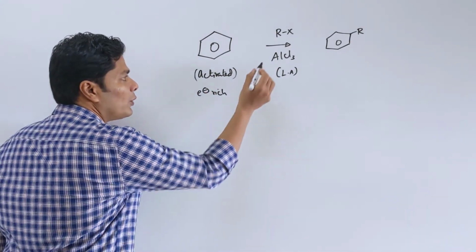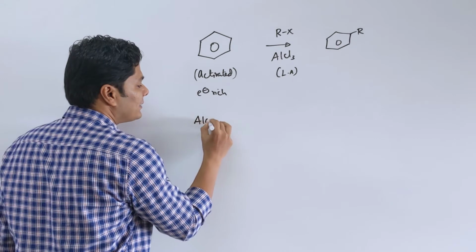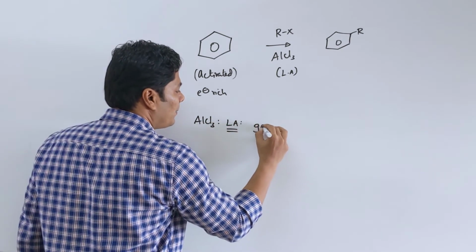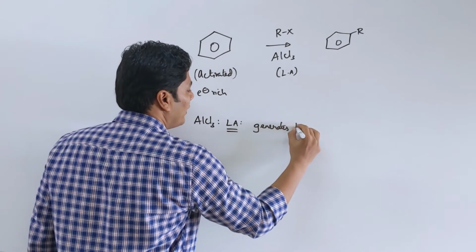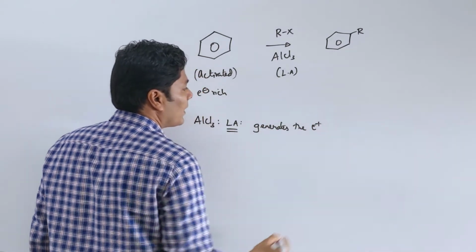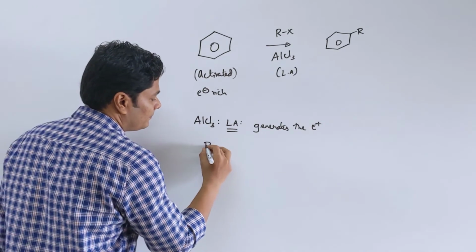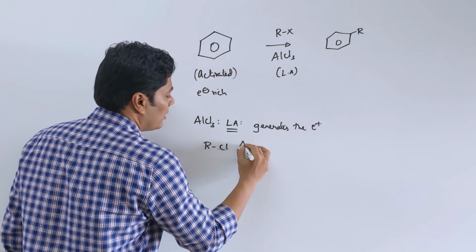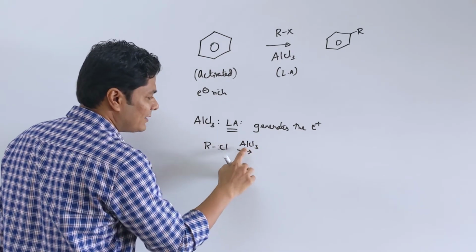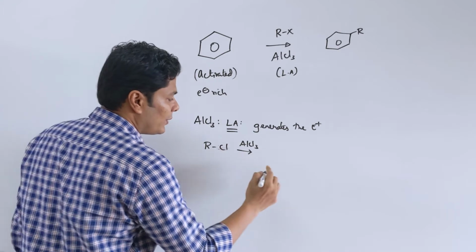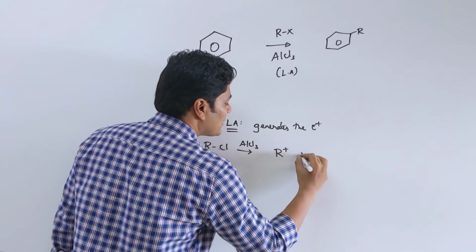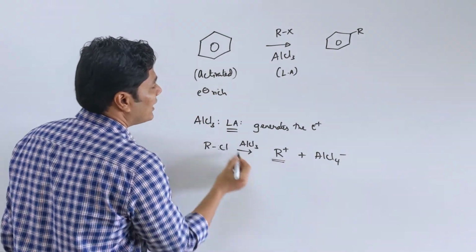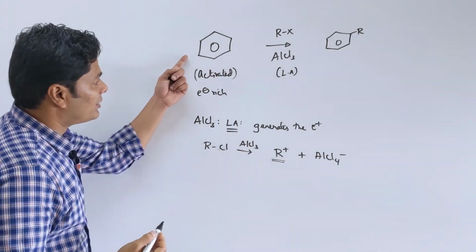Now a couple of things we want to know. AlCl3, what is the purpose of AlCl3? It behaves as a Lewis acid, and its main purpose is that it generates the electrophile. So in our case RX, let's take it as RCl. AlCl3 is a Lewis acid, it wants electrons, so it takes them from this chlorine, and you end up getting R plus and AlCl4 minus.